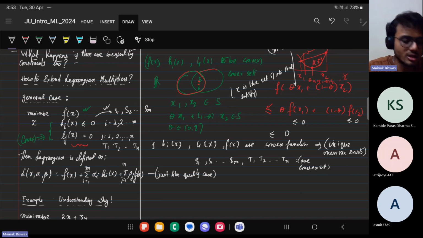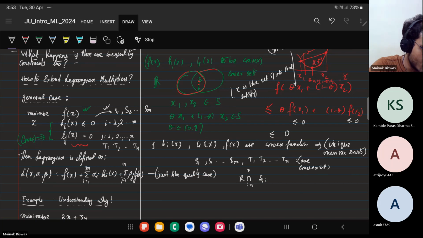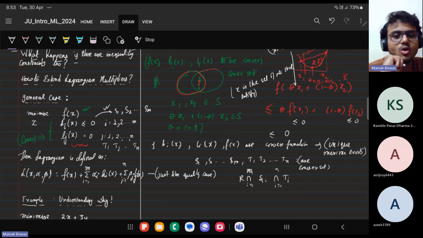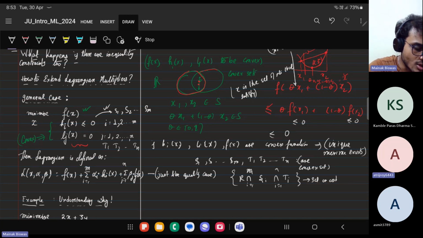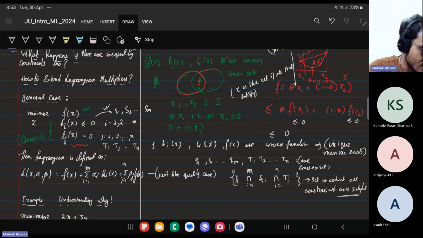In which set do you find a solution? You will find it in R intersection SIs. Correct. This will be the set in R, which is the range of F, in which all constraints are satisfied. Yes or no? R is the range of F here. R is real numbers, R whatever is the dimension of X. Say R d-dimensional.